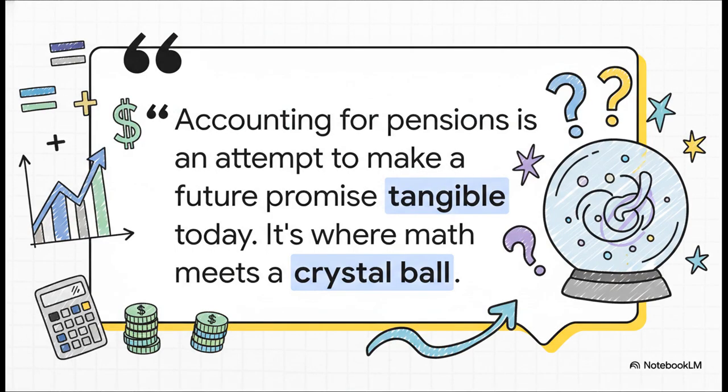I think this quote just perfectly captures what we've been talking about. The math part, that's all the strict accounting rules and the present value calculations. But the crystal ball, that's the unavoidable fact that we're trying to predict things that are decades away. And pension accounting has to live right in that messy space in between, trying to put a hard number on a very uncertain, very long-term promise.